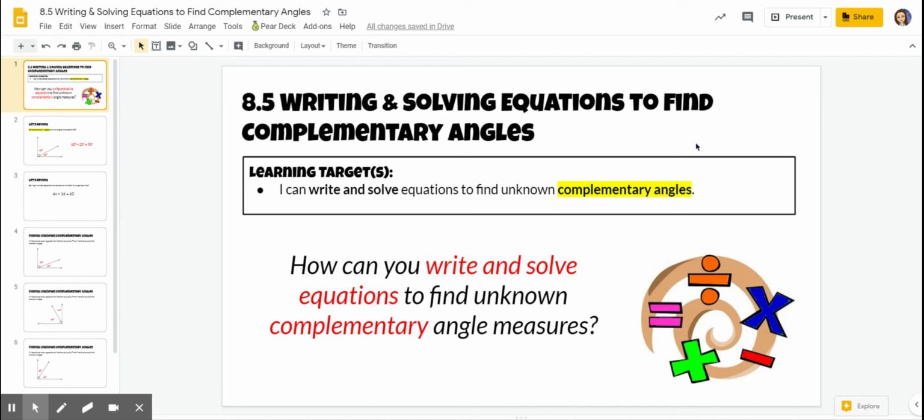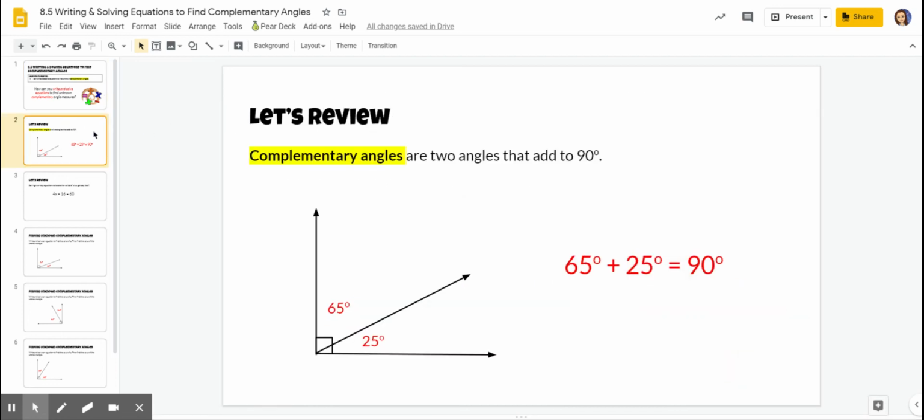So today's work is really going to be an extension of the work that we did last week with complementary angles. So let's quickly review what makes two angles complementary. Remember from last week that complementary angles are two angles that add to 90 degrees. If you look at the diagram on your screen, you can see that we have one angle here that measures 65 degrees and another angle that measures 25 degrees.